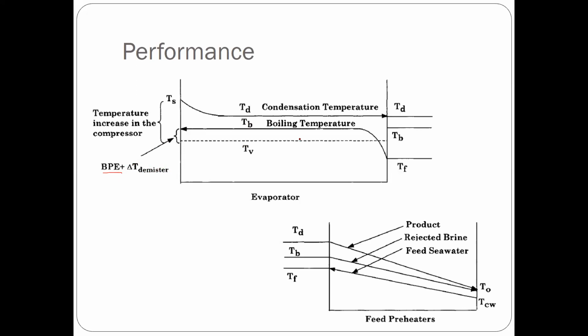Now, the vapor that has formed here is going to get into the compressor. The compressor is going to increase its pressure and temperature to this value. The vapor is going to leave the compressor at TS. This is the temperature of the vapor that has been admitted into the compressor. It will enter inside the tubes.